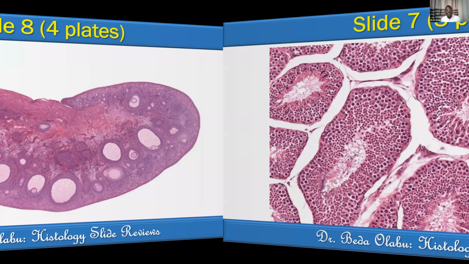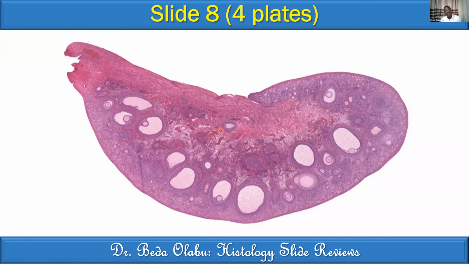The last one is a slide of the ovary. I have 4 magnifications here as well. So the ovary looks like this. You can have a word about that shape. It is organized into 2 zones from this magnification, the outer zone containing follicles of varying sizes, and the inner zone containing the connective tissue stroma. That inner zone is what we call the ovarian medulla, and the outer zone is what we call the ovarian cortex.